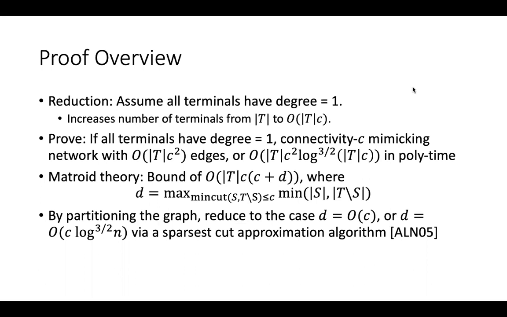Our main lemma is that if all terminals have degree 1, then we construct a C edge connectivity mimicking network with size t C squared edges, or size t C squared times polylog, in polynomial time. This implies our main result of this work, which is k times C cubed edges in the mimicking network, because we've increased the number of terminals by a factor of C.